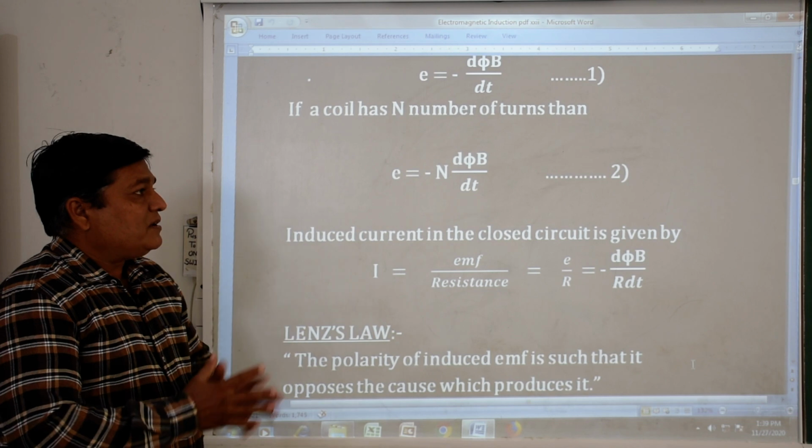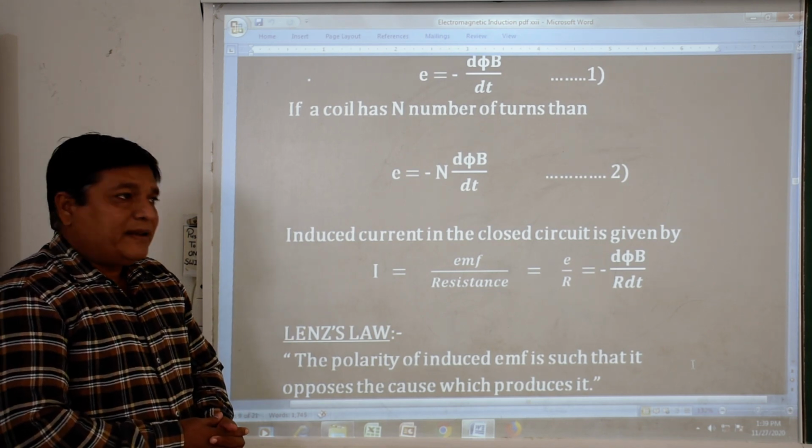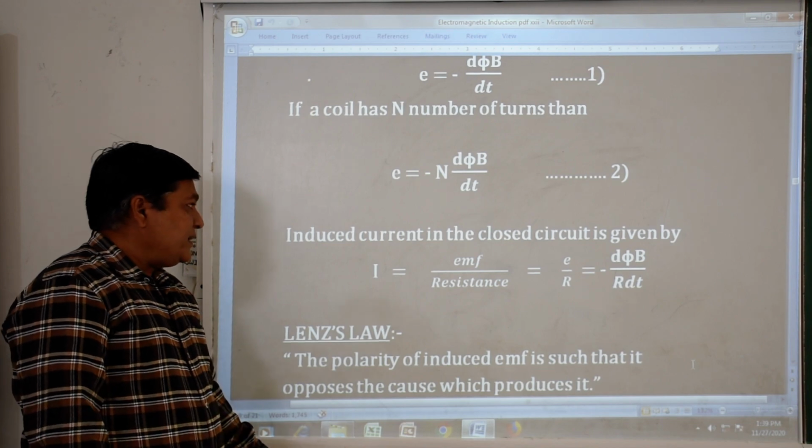Okay, so this is about Faraday's laws of electromagnetic induction. Next we take another law which is very important, Lenz's law.